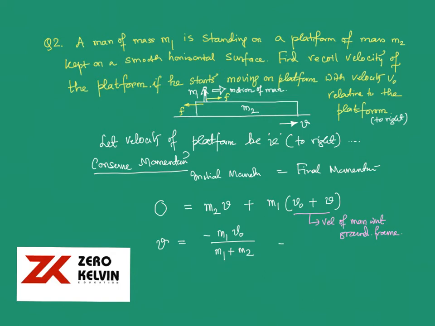So that implies the plank moves to the left with a speed of m1 v0 by m1 plus m2. So as the plank moves towards the left, that is why it is known as recoil velocity.